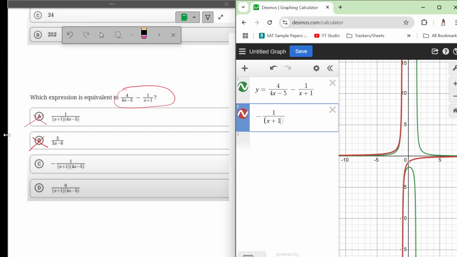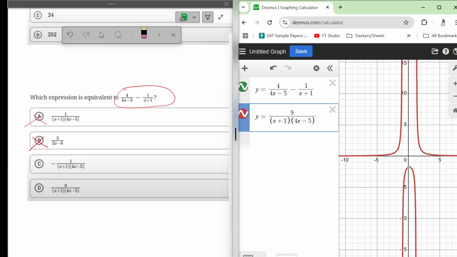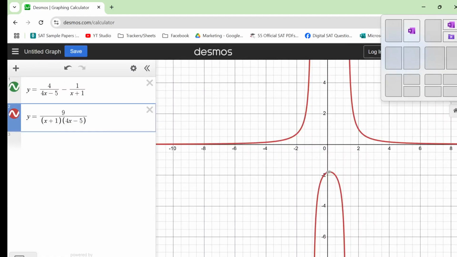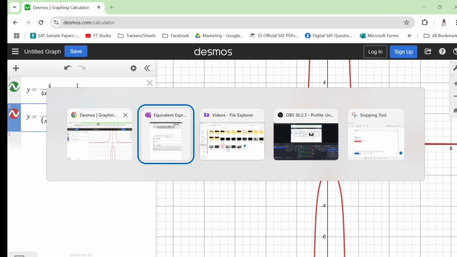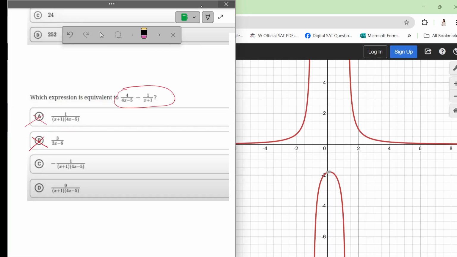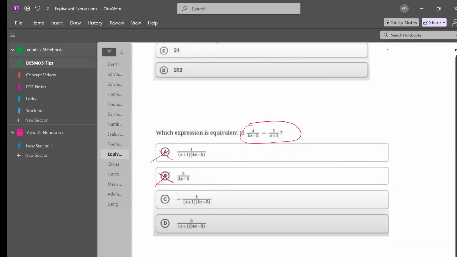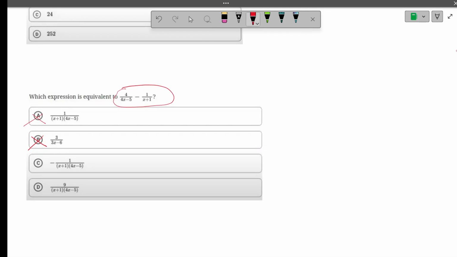So the final answer choice D, y is equal to 9 over x plus 1 times 4x minus 5. Yes, now the red graph, the new graph, has completely superimposed the green graph. You can see this. If you remove this, you have the green graph, add the new graph, so the red graph replaces the green graph. So answer choice D is correct.